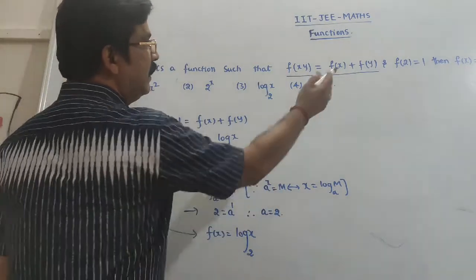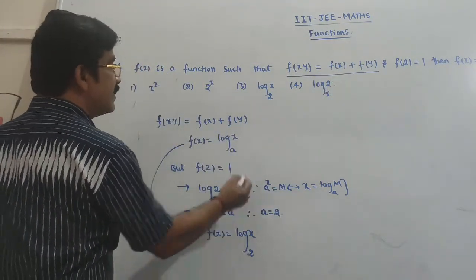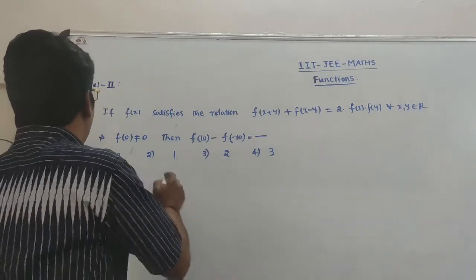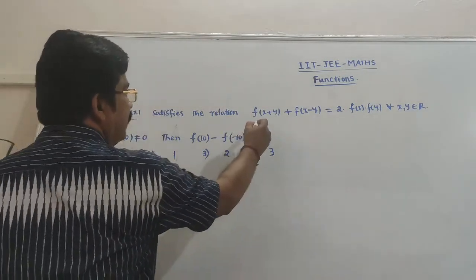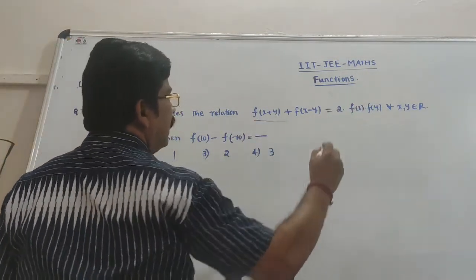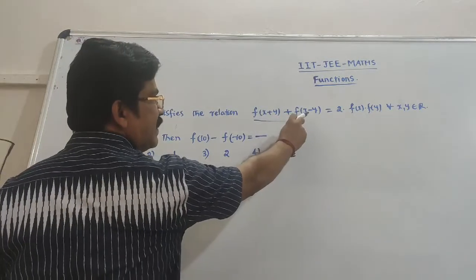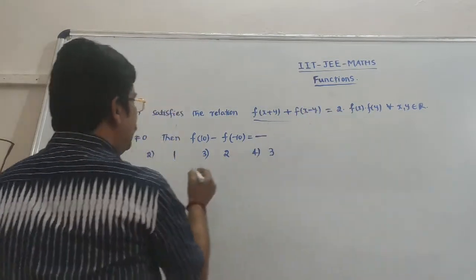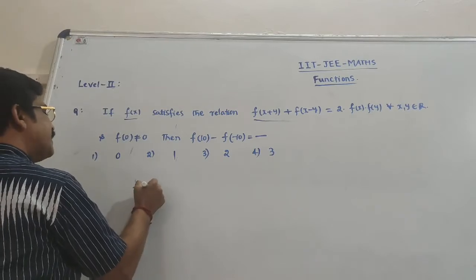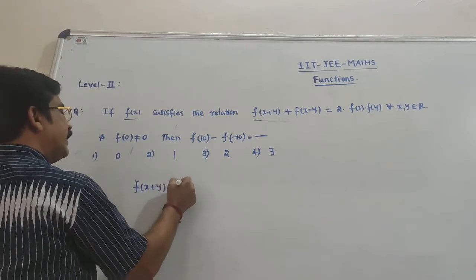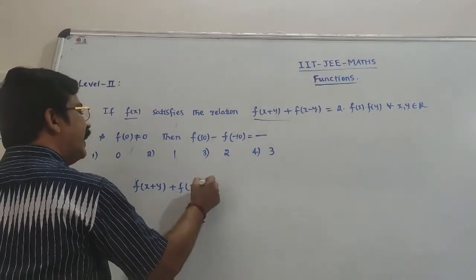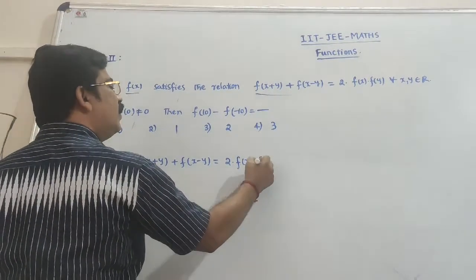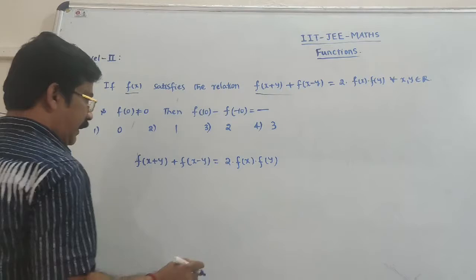Next, what is the question? F of x is log x base 2, so the third option is right. Next question: f of x satisfies the condition f of x plus y plus f of x minus y equal to 2 into f of x into f of y.